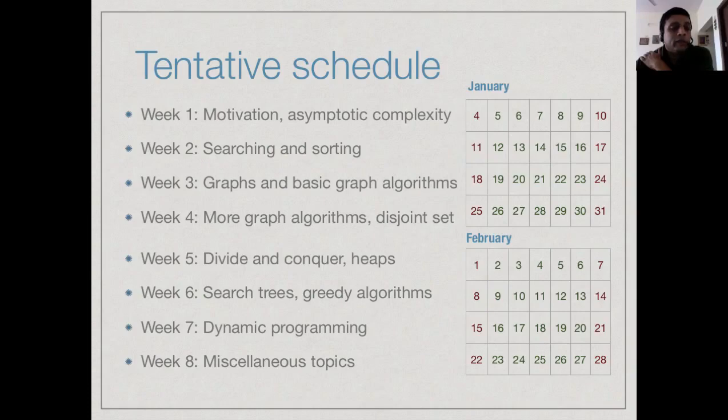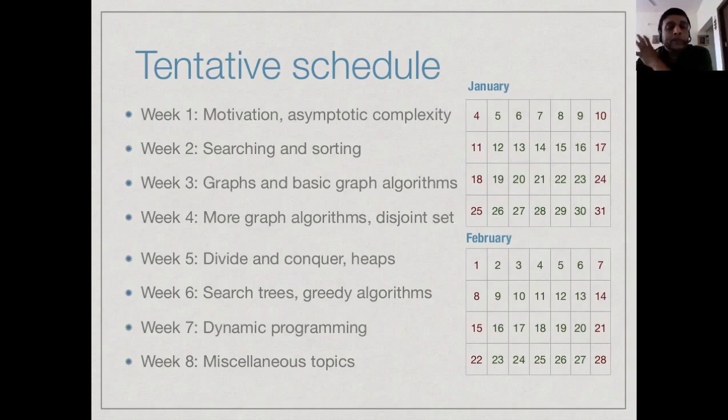We will then formally look at divide and conquer, which we will already have seen along the way, but we will look at it again. And then we will introduce heaps. In the sixth week, we will do search trees and some examples of greedy algorithms and their proofs. The seventh week will be devoted to dynamic programming. And in the last week, we will cover miscellaneous topics.